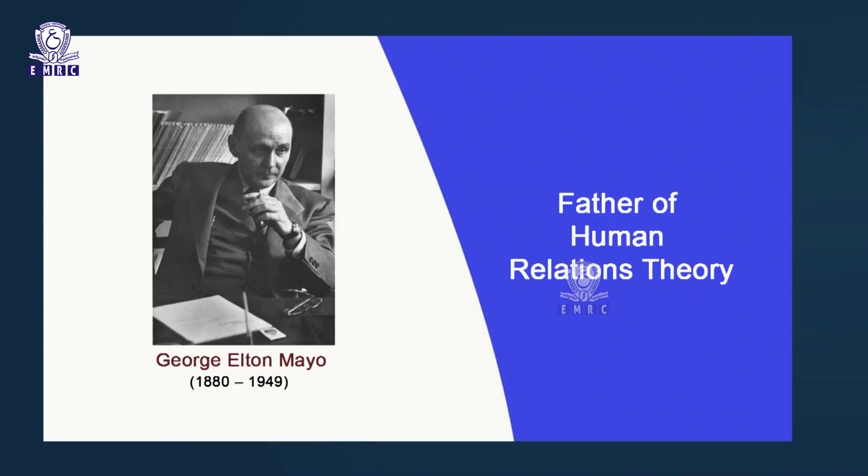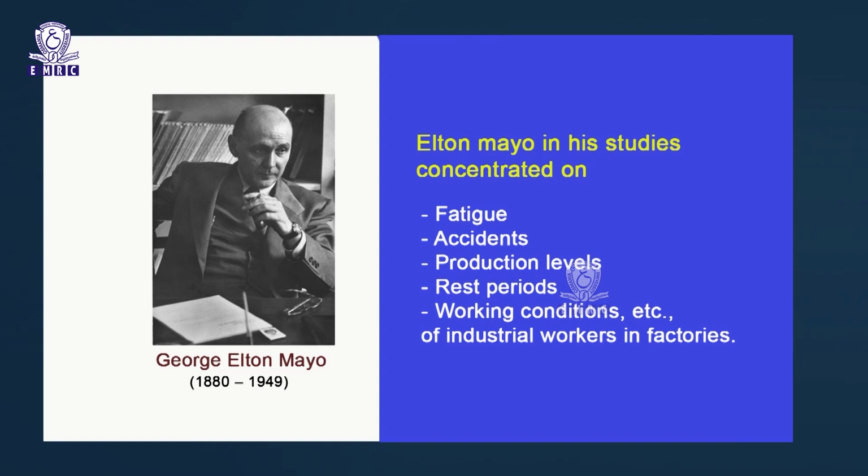Now, let us observe Elton Mayo's human relations theory. Elton Mayo is widely recognized as the father of human relations theory. He explained the role of human behavior in production and also highlighted the importance of communication between the workers and the management. Elton Mayo in his studies concentrated on fatigue, accidents, production levels, rest periods, working conditions, etc. of industrial workers in factories.